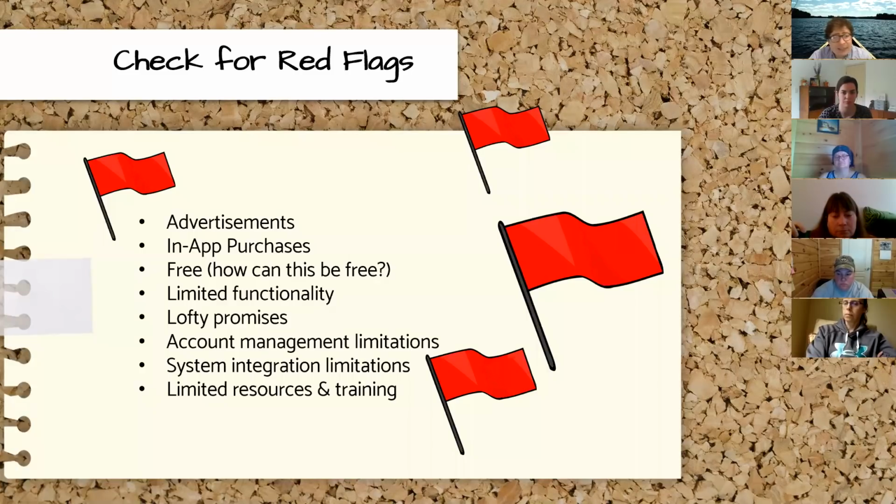Lofty promises. If you're coming across something that's going to be the silver bullet for your educational woes, I often see companies making those promises, and it's always troubling, because technology is more than just that one tool that's going to fix everything for you. If a company's saying that, it always seems kind of suspect to me.